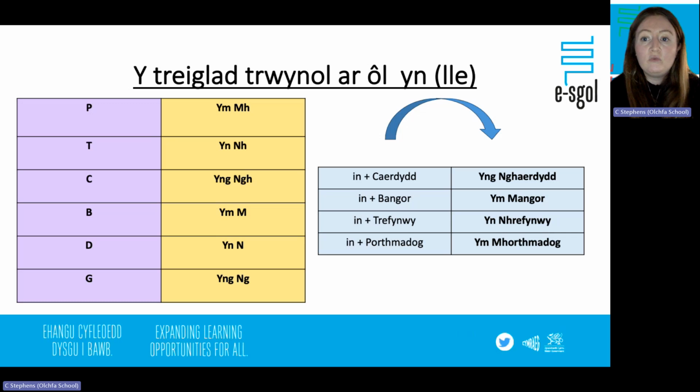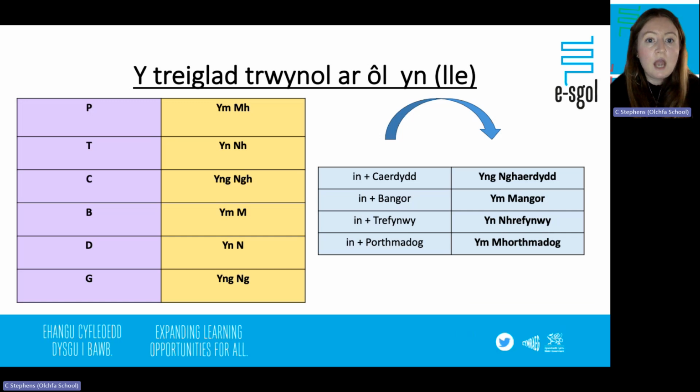So for example, if we want to be able to say, I live in, there is a cinema in, there are good shops in followed by a place, we need a treiglad trwynol. Same letters that change as what we just did with fy, my, and same letters are what they change to. But this time, little bit more complex because sometimes the word for in changes as well, as you can see in the grid there.